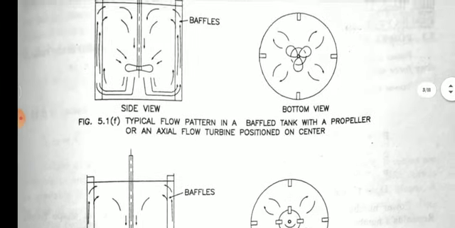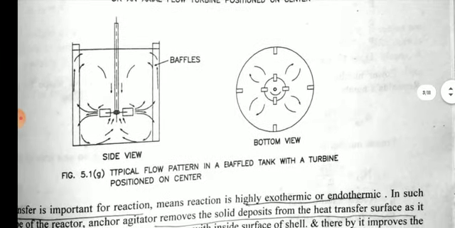So here we are using different types of impellers. Okay, so it is having a disc type. Generally, the flow pattern is created in the form we see in the side view.